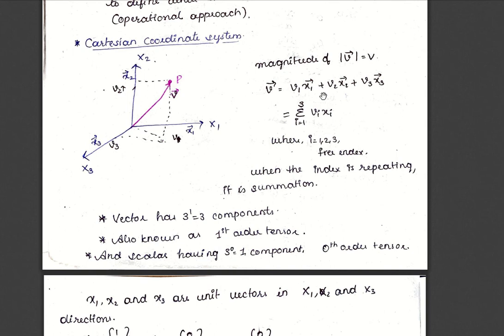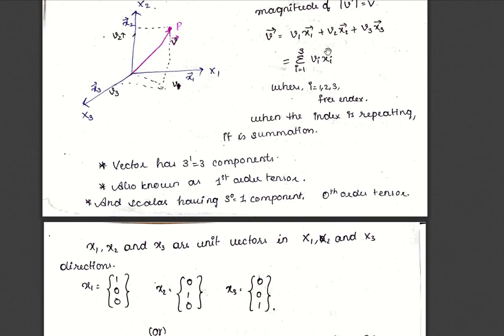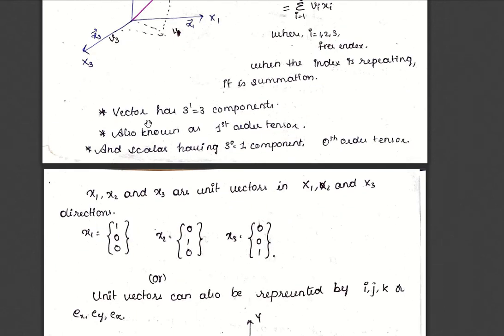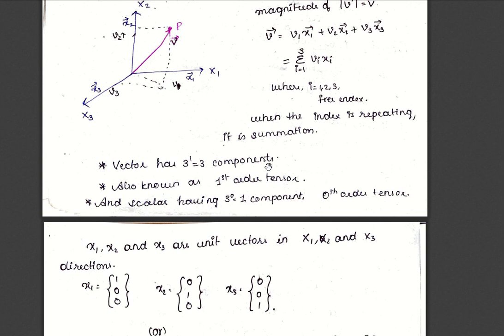x1 is a unit vector here, x2 is also a unit vector, x3 is also a unit vector in that direction. v1, v2, v3 are values projecting on the vector, how much it is. A unit vector, as you know, has only one quantity. If you remember, we discussed in the previous video that a vector has 3 power 1, that is three components. So like this x1, x2, x3, we can say these are the components of a vector.